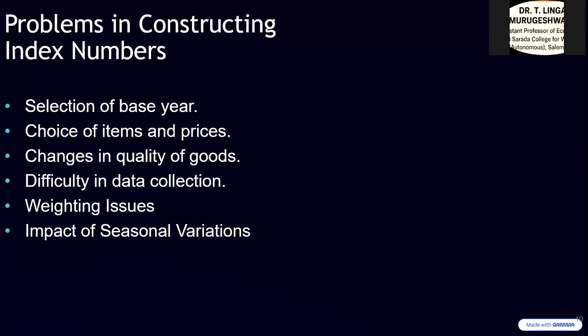Problems in the construction of index numbers. Even though index numbers are useful, they have some challenges. Choosing a good base year, selecting the right items and prices, changes in the quality of products, seasonal changes like the price of mangoes in summer, collecting accurate data, deciding the right weights. So we must be careful to avoid misleading results.